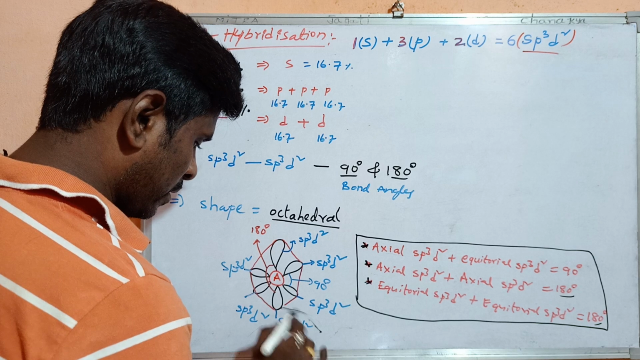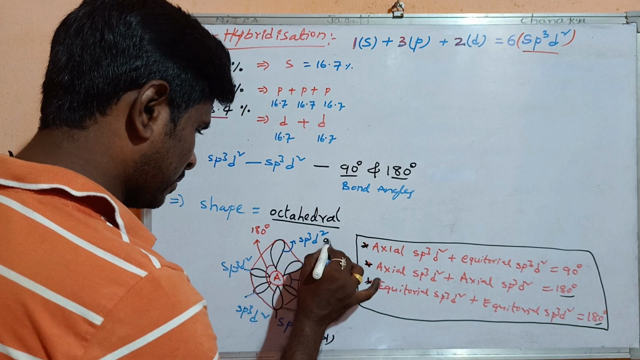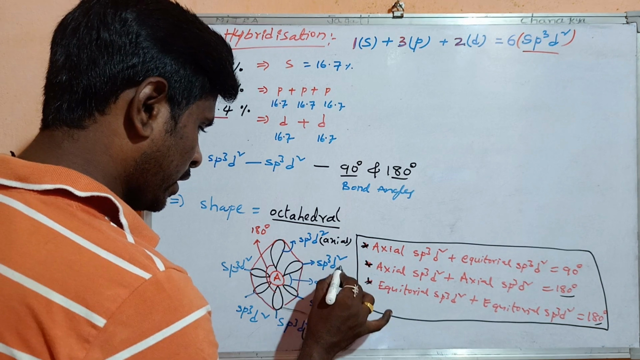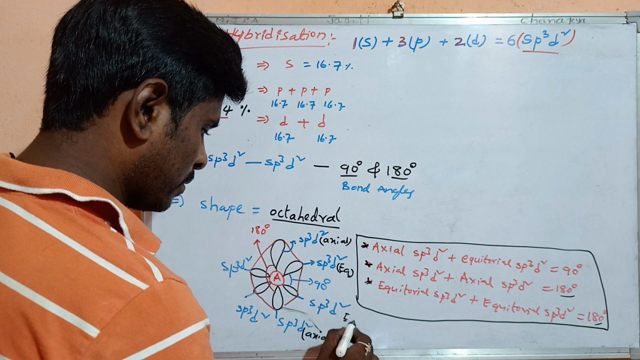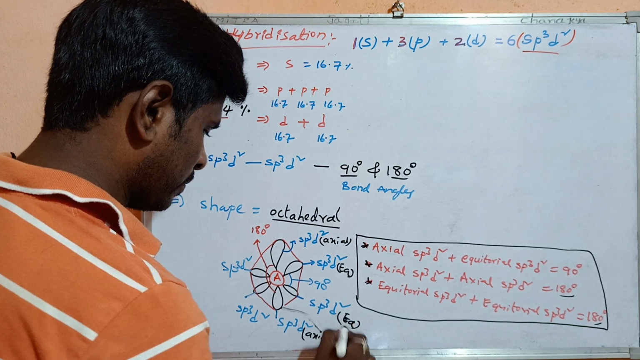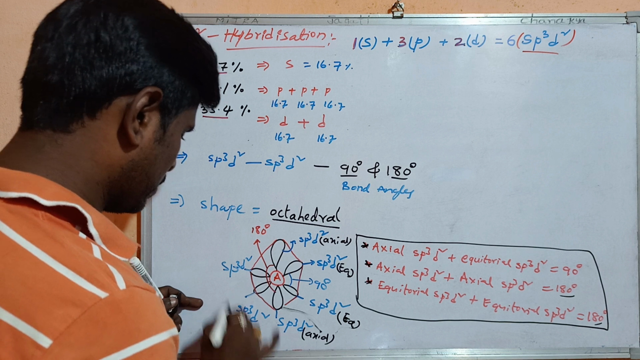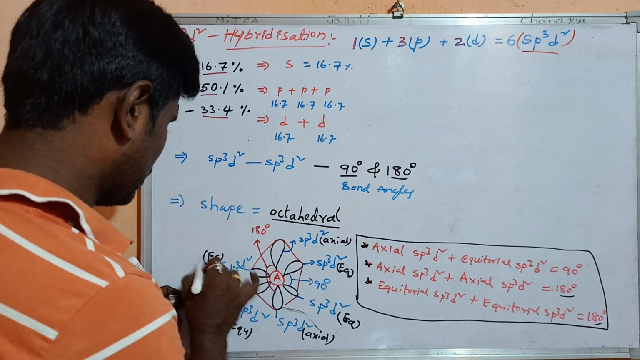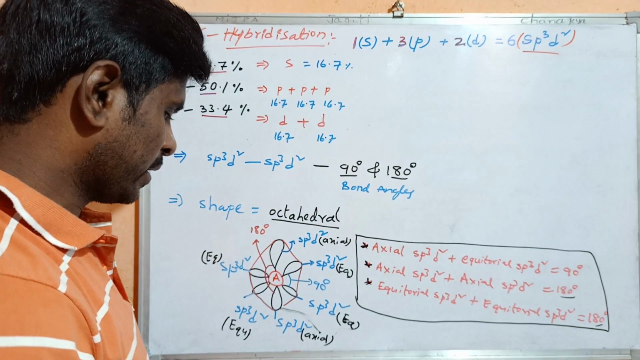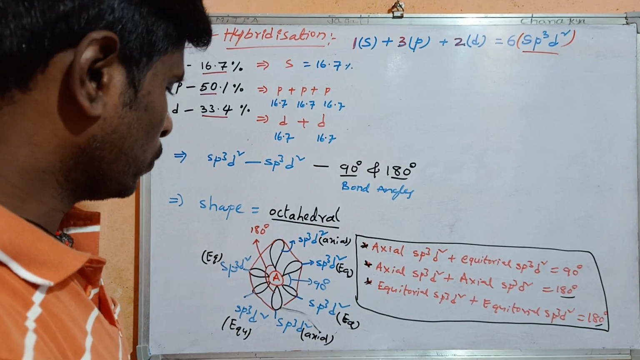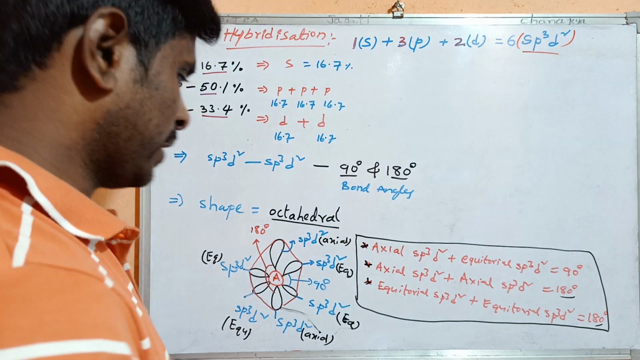Okay, axial. This is also axial. Equatorial. It is also equatorial. Okay, any two equatorial orbitals bond angle is 180 degrees. Any two axials is 180 degrees, but the equatorial and axial bond angle is 90 degrees.